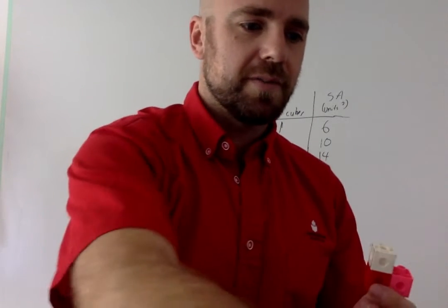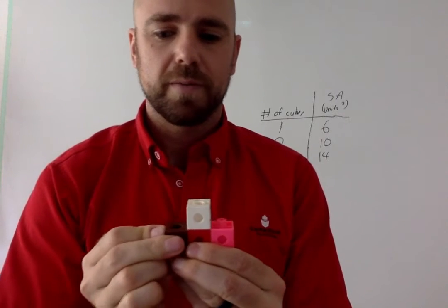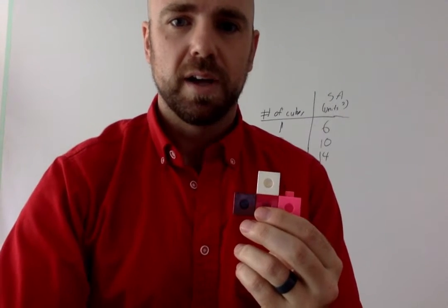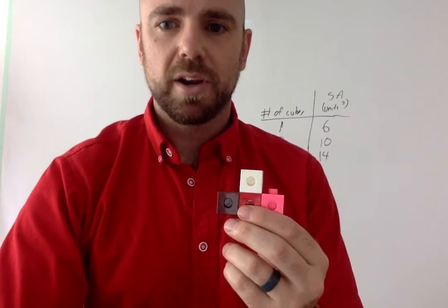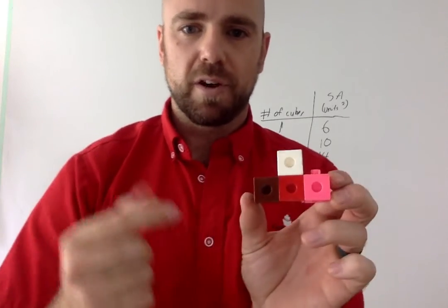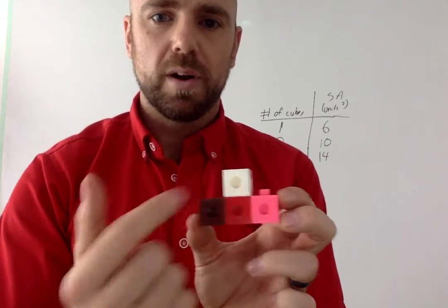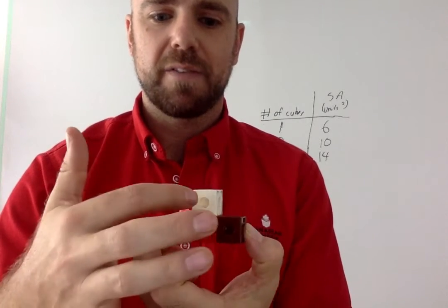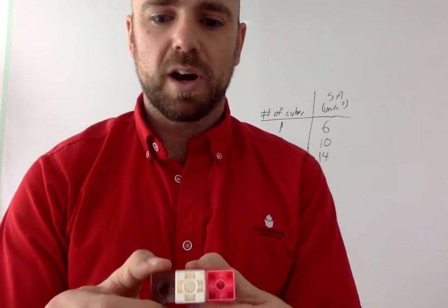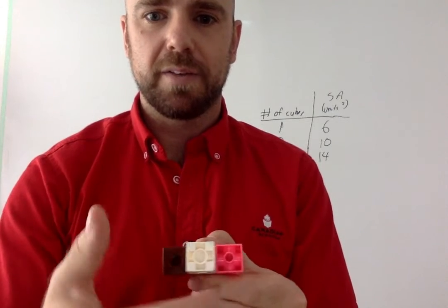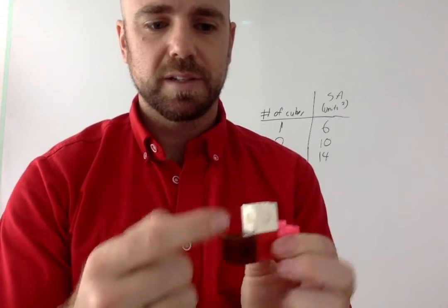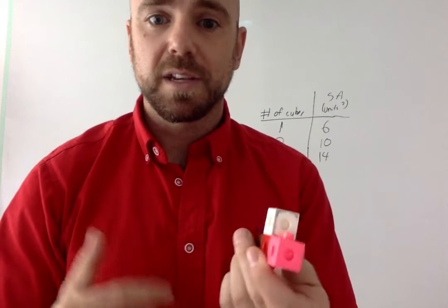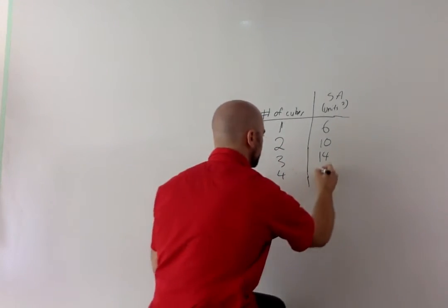Now let's see what happens if I add one more. Let's put it like this. So we've got kind of a Tetris piece going on here. I'm going to look at all of my views again. My front view, I've got 1, 2, 3, 4. My back view, 5, 6, 7, 8. My top view, I'm at 9, 10, 11. My bottom view, 12, 13, 14. Then I'm going to look at my two sides, 14, 15, 16, 17, 18. And that's going to be all of my sides. That's my surface area.